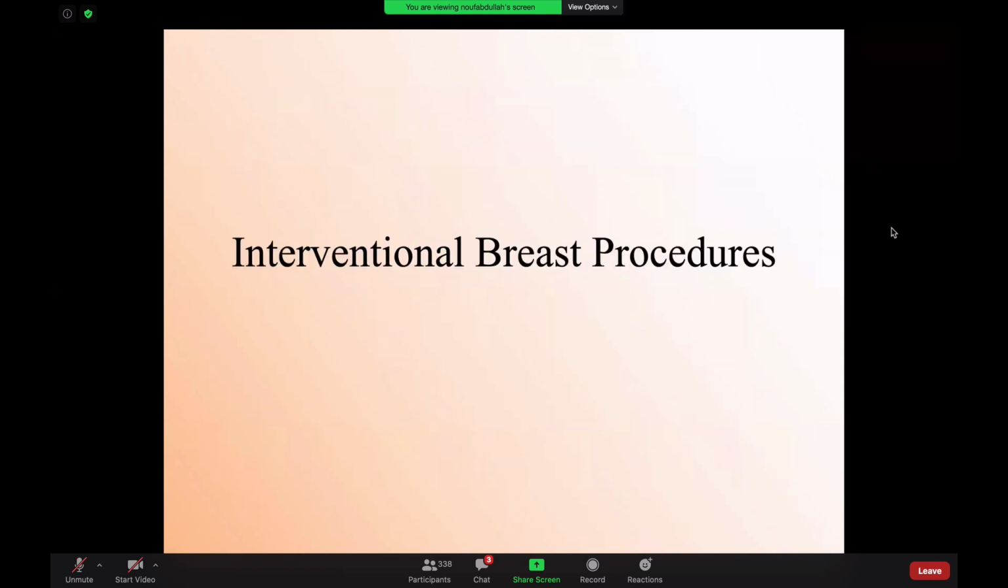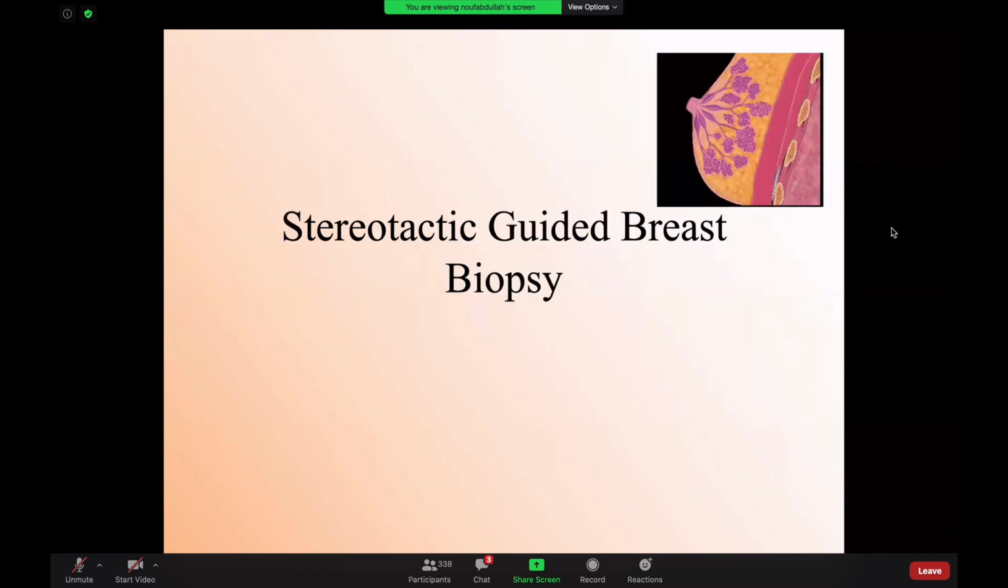Okay, so now we finished. I just gave you a quick idea about the breast MRI. We will move into interventional breast procedures. I think this part, guys, you just need to know what the types of the procedures are, and for people who are preparing for the exam, you have to know which one to use depending on the type of the lesion. So you might hear about stereotactic guided breast biopsy.